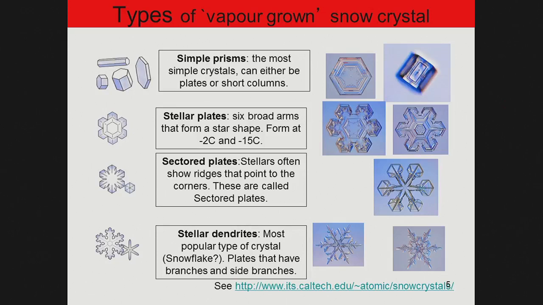So when you get a Christmas card and it has a picture of a snowflake on it, it's usually this kind of crystal, right? Actually, these crystals are extremely rare in the atmosphere. We don't see them very much at all, because they need really perfect conditions to grow, very low turbulence.